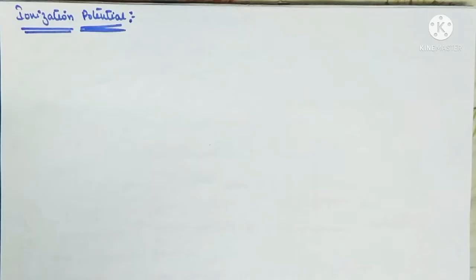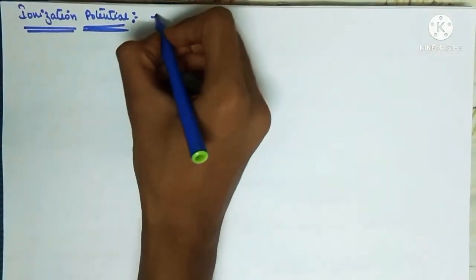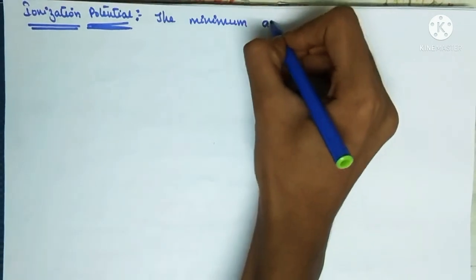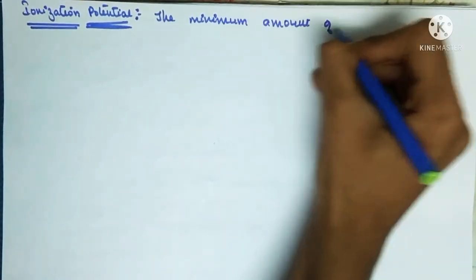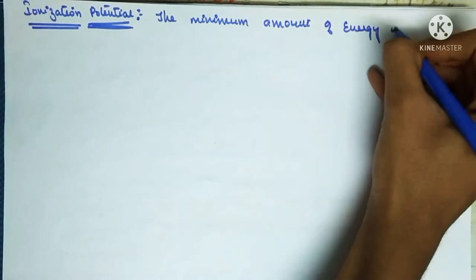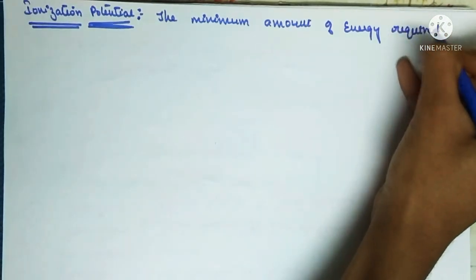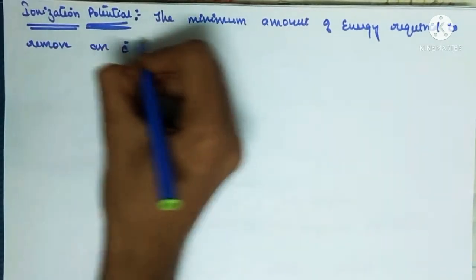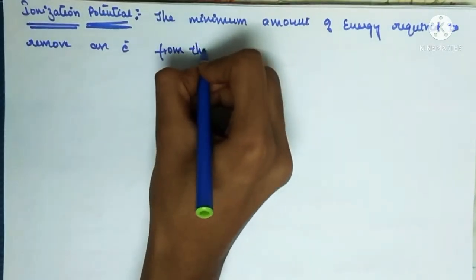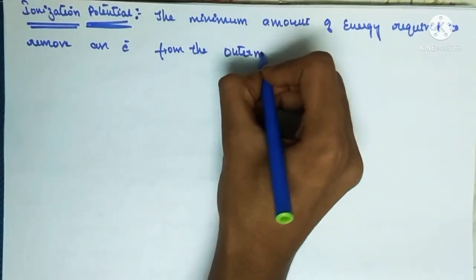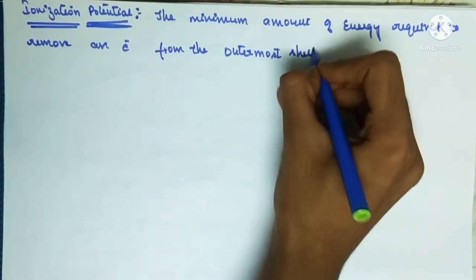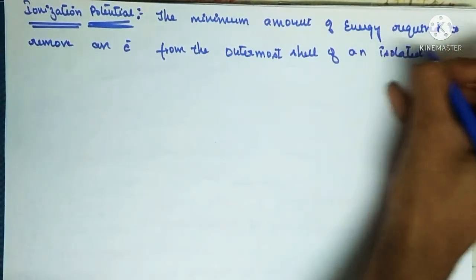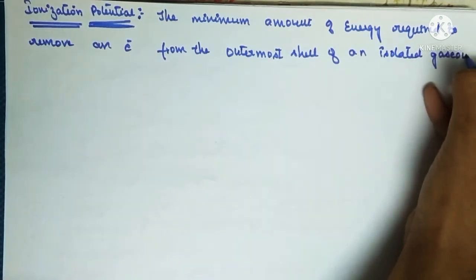atom. We can write the definition as the minimum amount of energy required to remove an electron from the outermost shell of an isolated gaseous atom.